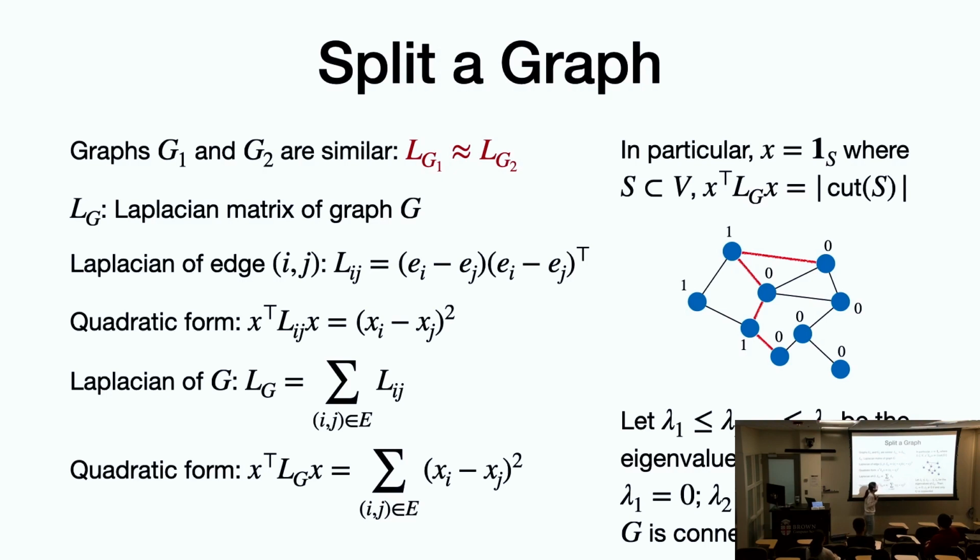Okay. I can also look at the eigenvalues of the Laplacian matrix L_G. It also tells us some information about the graph. The smallest eigenvalue of L_G is always 0, because if I take x to be the all-ones vector, then every term in this quadratic form is 0, so the sum is 0. And the second smallest eigenvalue is non-zero if and only if the graph G is connected.